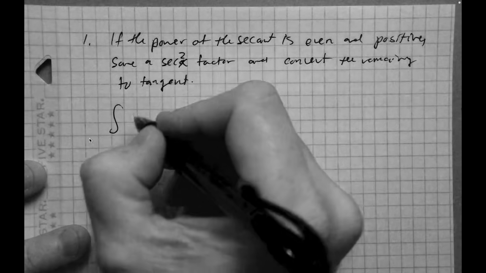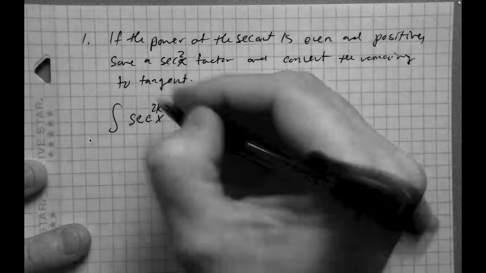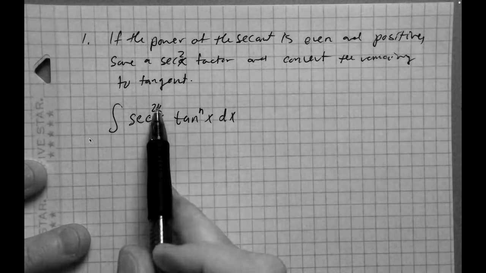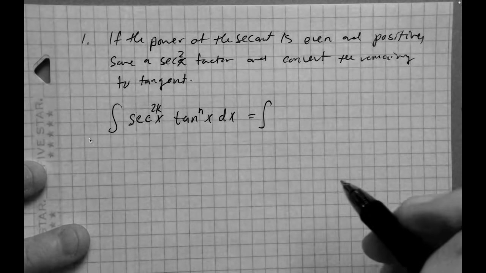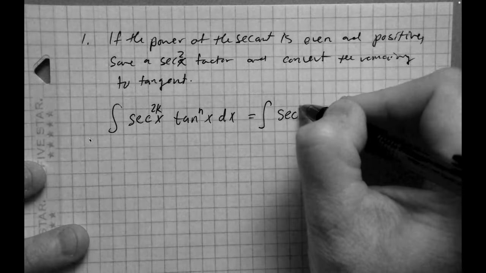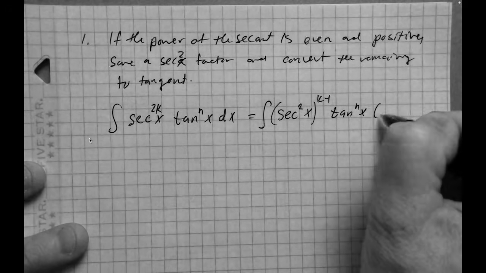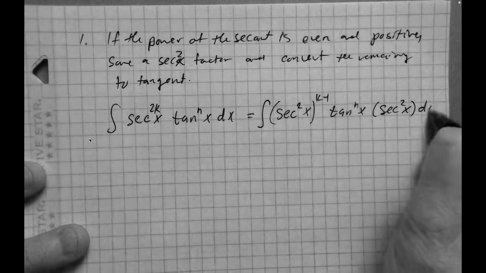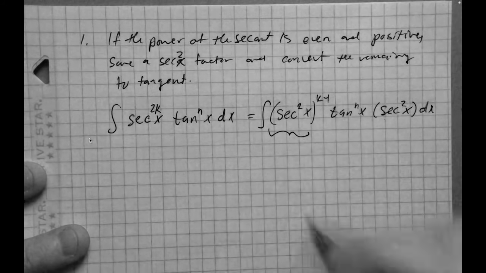Secant of x raised to the 2k, times tangent raised to the nth power. So obviously the secant exponent is 2 times k, so it's an even number. And so what we're going to do is hang on to 2 of them. So here we would have secant squared x, and this will be secant to the power k minus 1 times tangent n of x. We basically took away one of these squared secants, so we're going to hang on to that for our du, and then we're going to take the rest and convert to tangent.